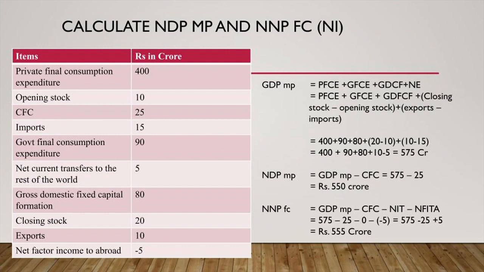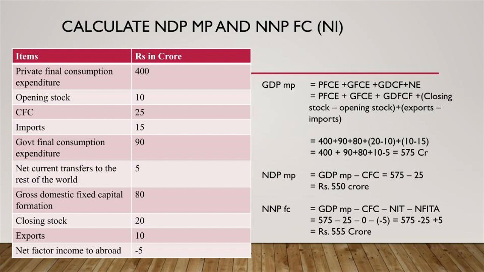To improve your confidence, one more question is given here. Calculate NDP-MP and national income. Private final consumption expenditure is given as 400, opening stock 10, consumption of fixed capital or depreciation 25, imports 15, government final consumption expenditure 90, net current transfers to the rest of the world 5, gross domestic capital formation 80, closing stock 20, exports 10, net factor income to abroad minus 5.